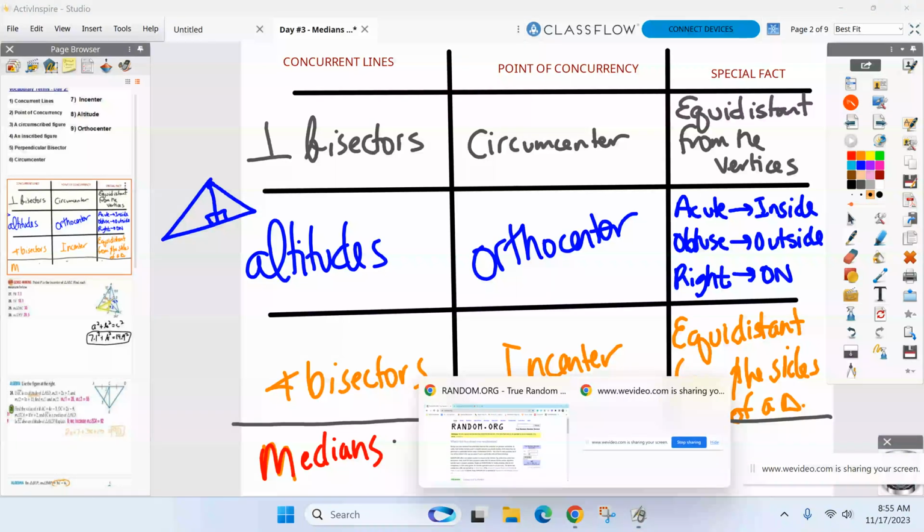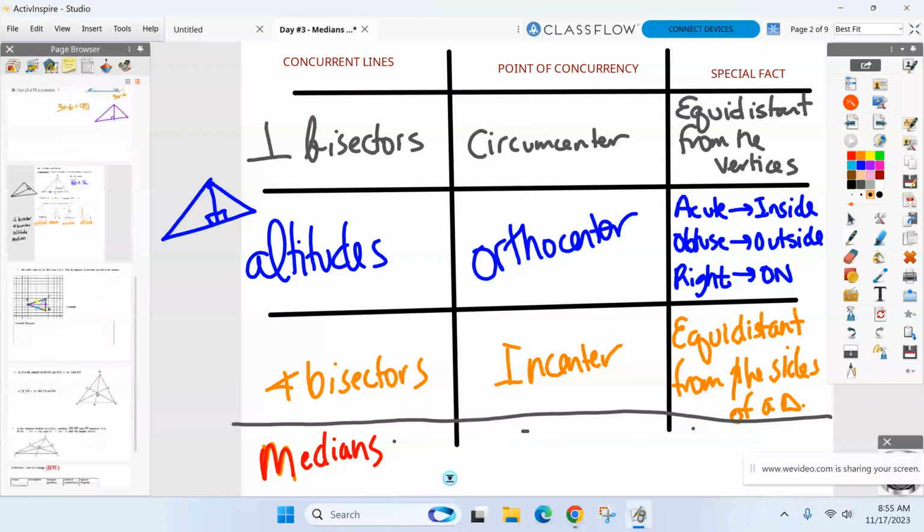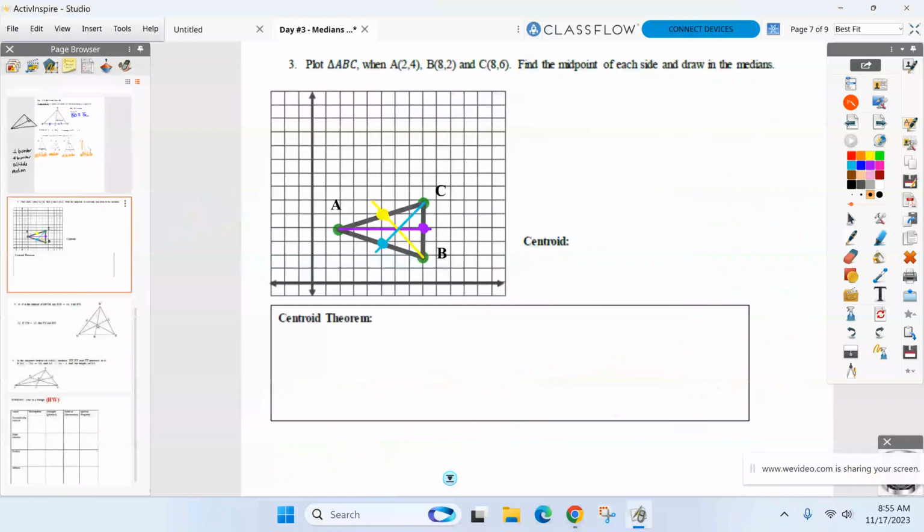And they all intersect at a point. Let me introduce that to you. It's already on your paper. Anybody want to let that roll off your tongue? Centroid. Yes, good. That is where all three medians intersect. Okay, so circumcenter, incenter, orthocenter, and now the centroid.